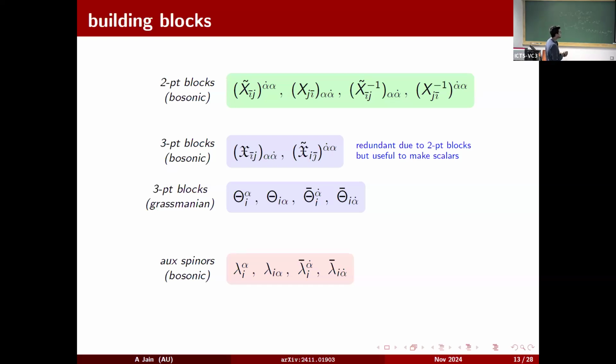I have the 2-point blocks. I have the 3-point blocks. Sorry, the colors are for some reason not showing up on the projector. These are 2-point blocks. These are 3-point bosonic blocks. Of course, these are built out of the 2-point blocks, and they have conformal counterparts. So if you remove the thetas, these would still not be 0. And of course, I have the 3-point Grassmannian blocks. These would be 0 if I remove the thetas, the small thetas. And of course, I'll be working with the auxiliary spinors, the lambdas and the lambda bars. Okay.